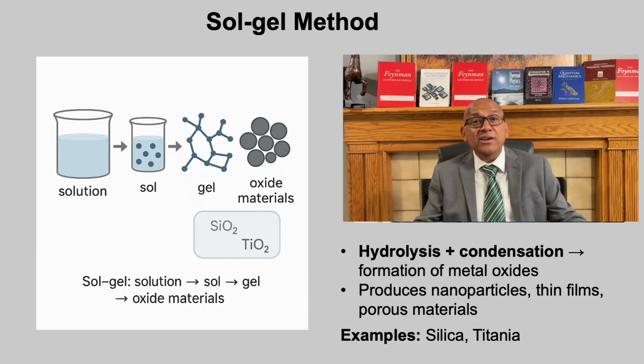This technique is highly flexible. It can produce nanoparticles, thin films, fibers, or porous bulk materials simply by varying how the gel is processed. Because of its chemical versatility and relatively low processing temperatures, the sol-gel route is widely used in coatings, optics, and catalysis.